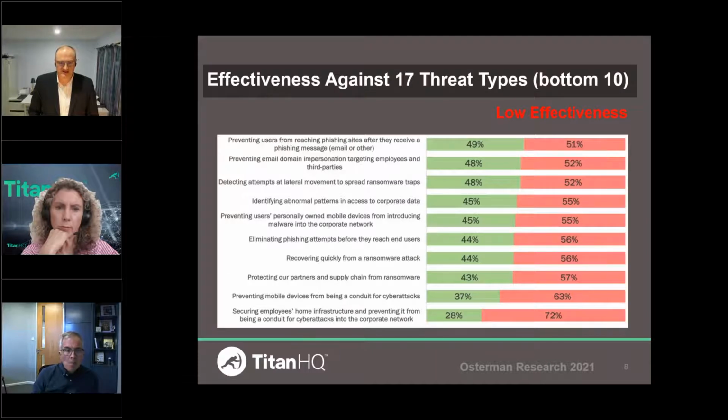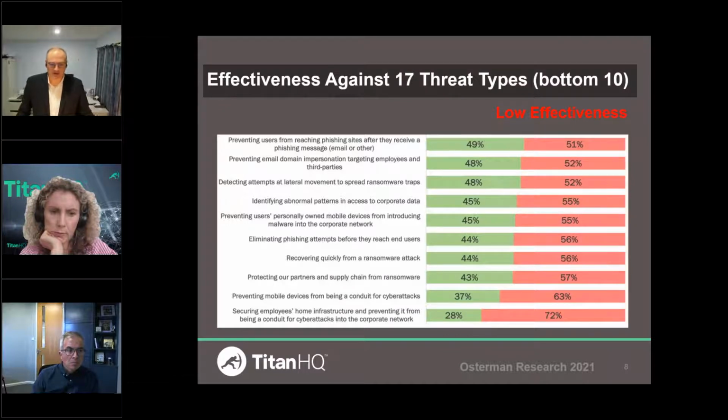The next 10 flipped the result set. So rather than half saying we're highly effective, now we have half or over half saying we don't have that high effectiveness. And so these are the big issues that organizations need to be aware of. If we start at the bottom of the list, securing employees' home infrastructure and preventing it from being a conduit for cyber attacks into the corporate network, 72% of respondents said that this is an issue for them.